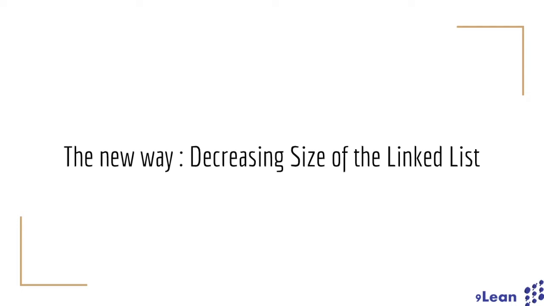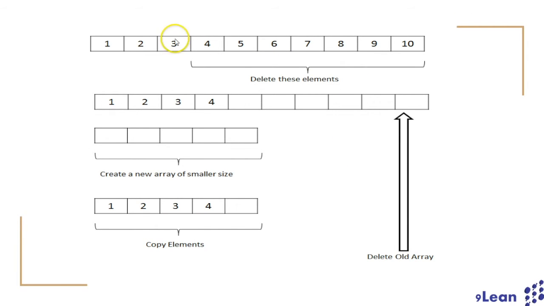Similarly, we can decrease the size. The very simple way is that, let's say after some time you are removing elements from the list and you are left with some empty memory blocks. You can create a new array of smaller size, copy the elements, and delete the old array.